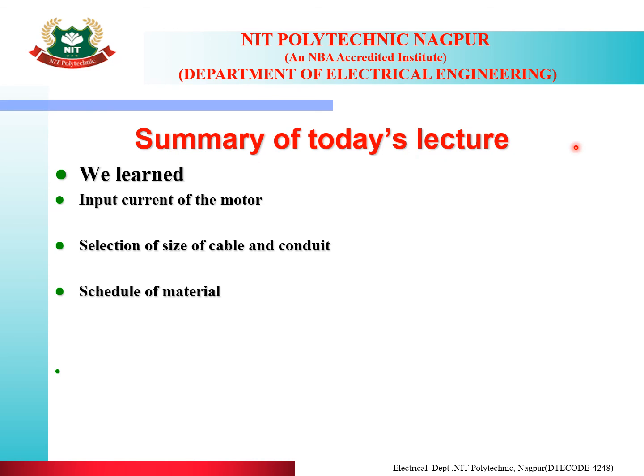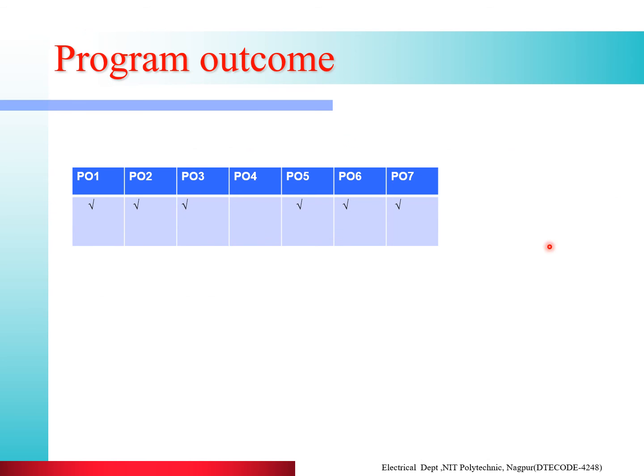So, summary of today's lecture: we learned how to calculate the input current of the motor, then selection of the size of cable and the conduit, and then the schedule of the material. This is the PO mapping of this lecture.